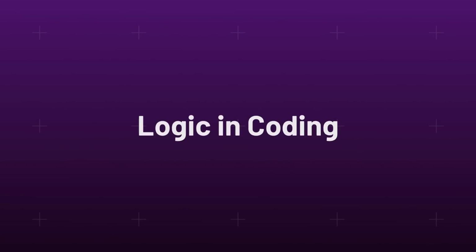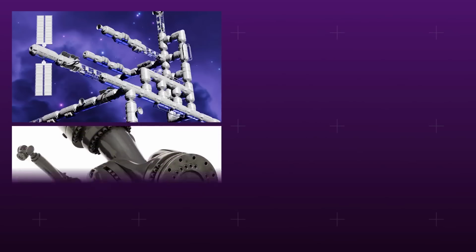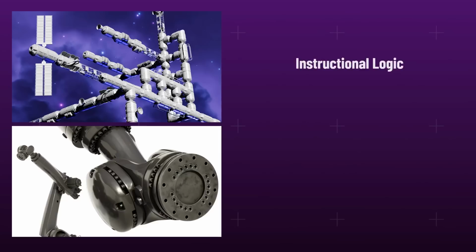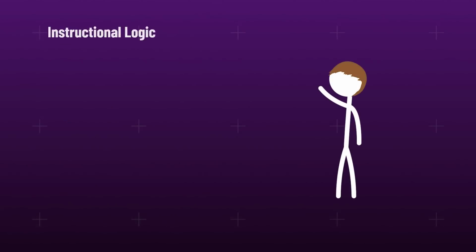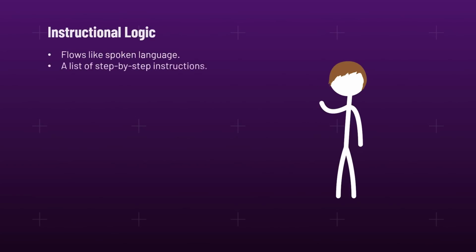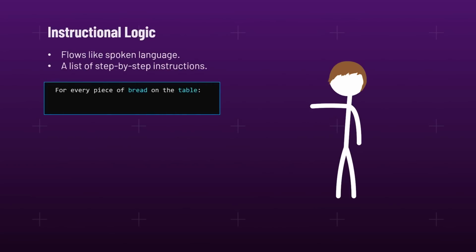But this is when we need to talk about the different kinds of logic you will use when coding. The type of logic you use to generate space stations, for example, is very different from the kind of logic you would use to tell a robot arm where to move. One of these requires instructional logic, whereas the other requires a more traditional form of mathematical logic. Instructional logic, which I also call conversational logic, flows like a regular conversation or spoken language. It's a list of instructions, one after the other, that clearly explain what to do. It will sound something like, for every piece of bread on the table, put jam on the knife, and then use the knife to spread the jam on the bread. They are just like spoken instructions, and in most general scripting languages, this is the kind of logic you will be using the majority of the time.